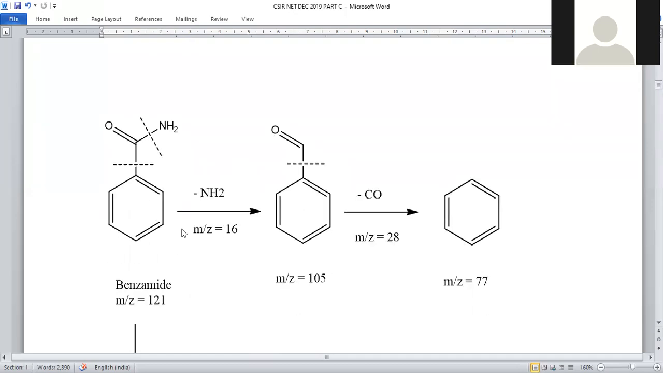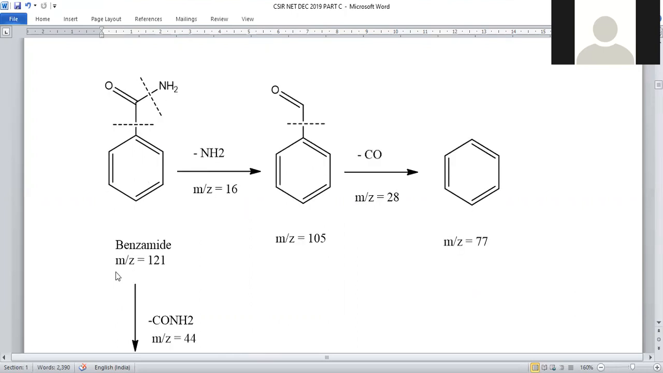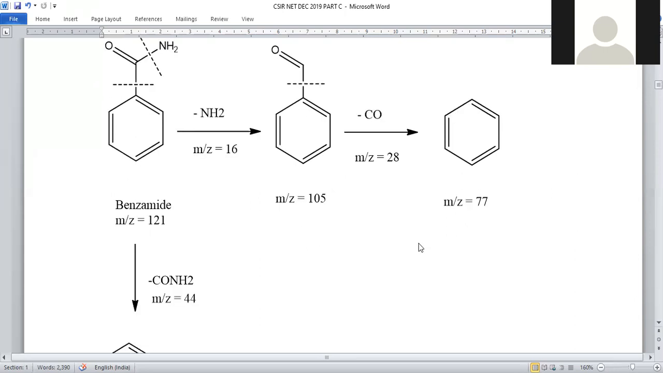When initially bombarding with electrons, there is a possibility of radical cation. Radical cation is generated within the molecule, so that will be the molecular ion peak. M by Z will be 121. When we are cleaving the molecule at the amide linkage, the NH2 group will be discarded, M by Z of 16, and the remaining peak of M by Z 105 will be retained. And again cleaving the bond between carbonyl and benzene, the carbonyl of 28 M by Z will be discarded, and phenyl of 77 will be obtained.